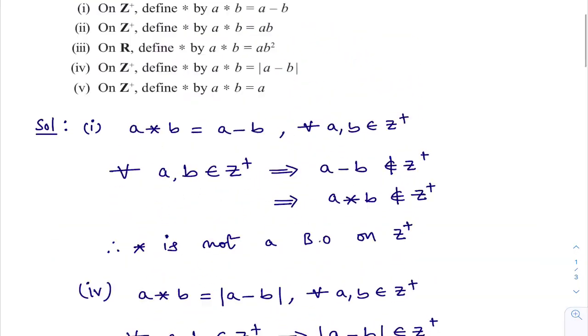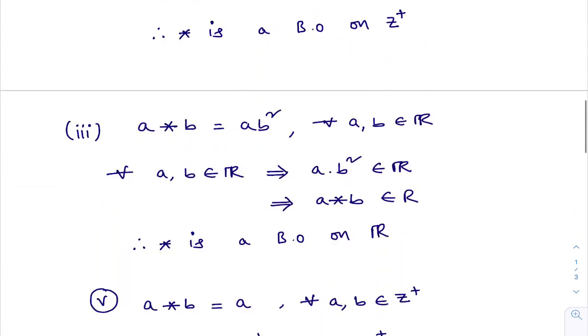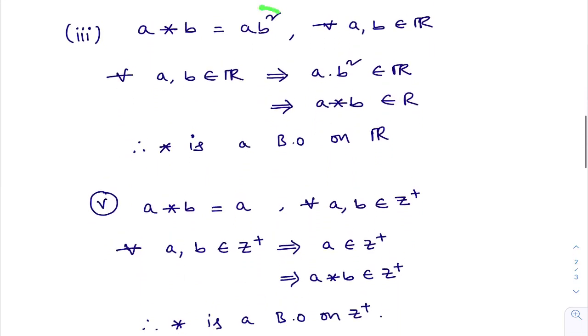Now you see the third bit. What is the third bit? It is on real numbers. Here, a star b is defined as ab square. A star b is given as ab square, and a and b are real numbers here. You take any two real numbers, a and b.